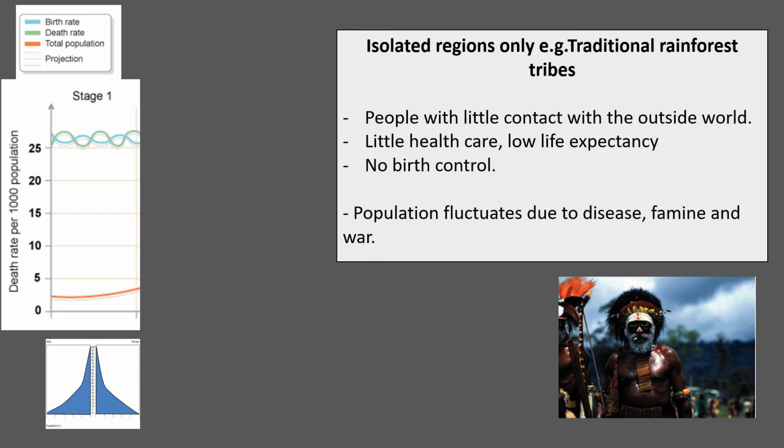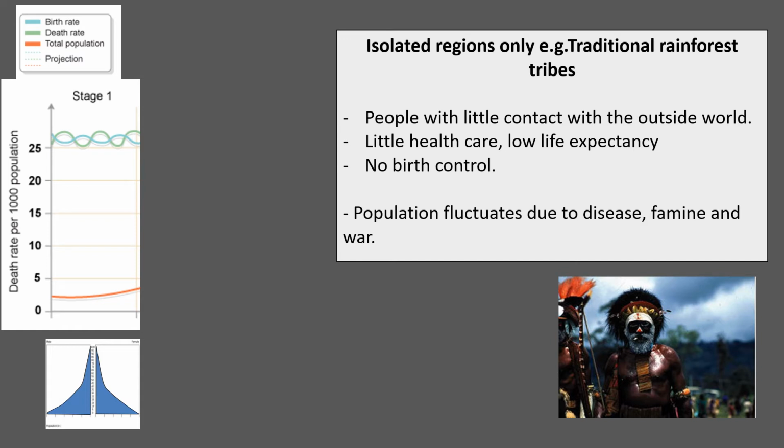In the first stage, birth rate is high because there's no contraception, people marry and start families when they're young. This high birth rate can be seen as a wide base to the population pyramid. Death rate is also high because poor diet, dirty water and little health care make people susceptible to infectious diseases, especially in early childhood. And you can see on the population pyramid that many people die when they're young and few survive to old age, giving a very concave slope to the population pyramid.